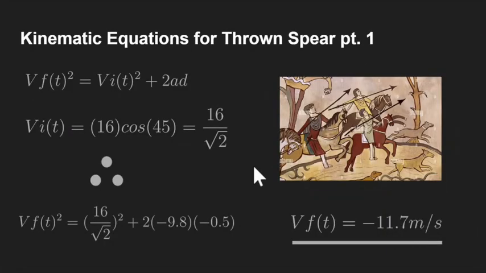So next, getting into the actual kinematic equations for the thrown spear, we start with this equation here, and solving for initial velocity, we get 16 over root 2 in both the x and y direction. And then plugging that back in, we end up with a final velocity of 11.7 meters per second, which is the moment that it punctures the Arctodus.